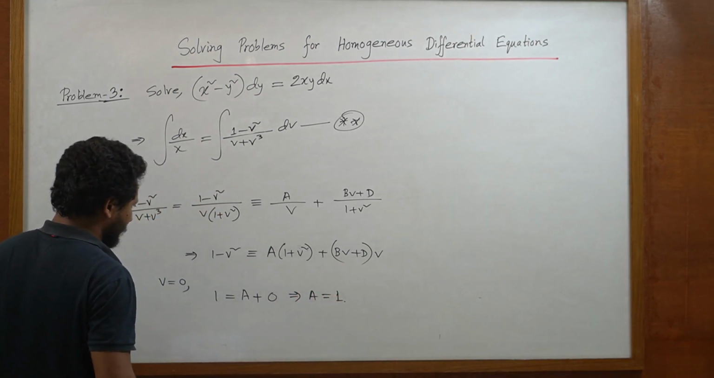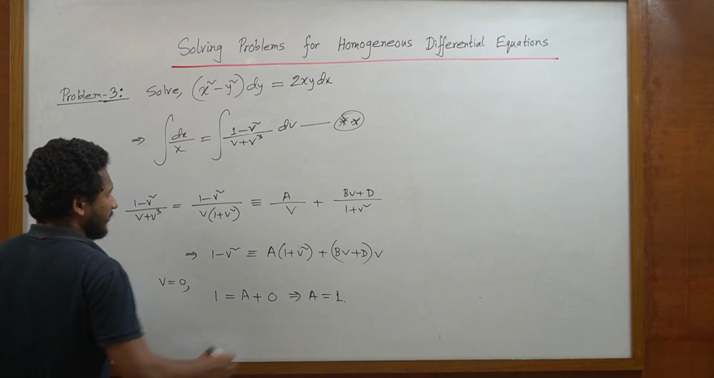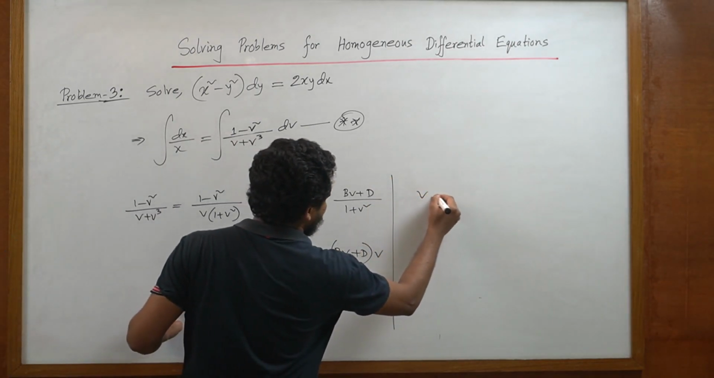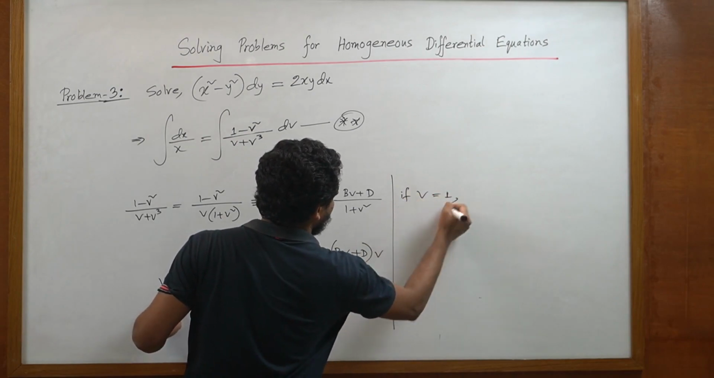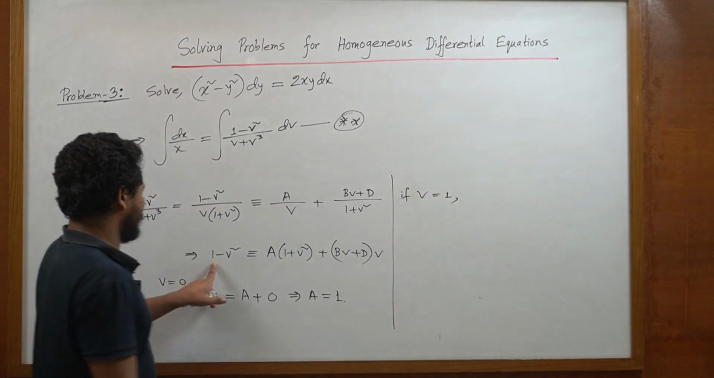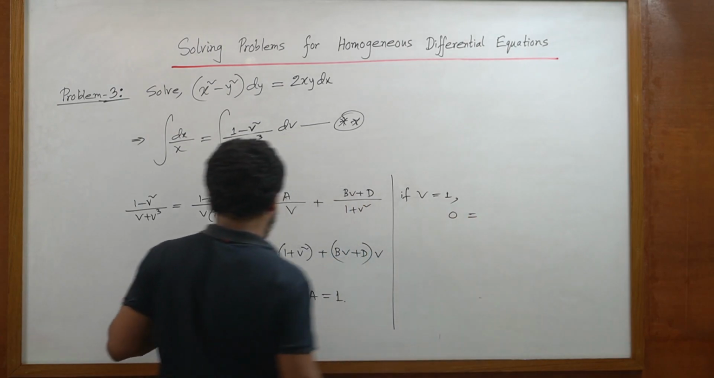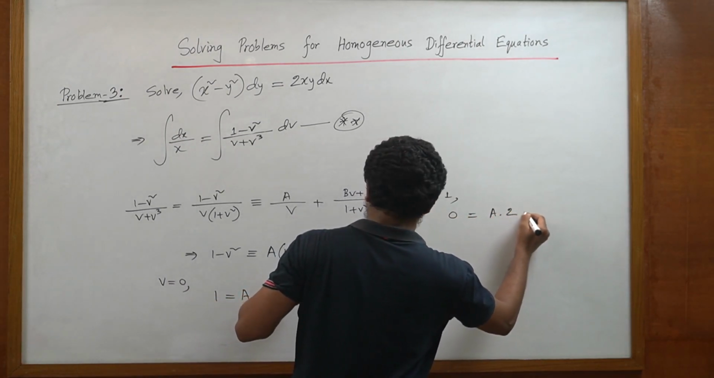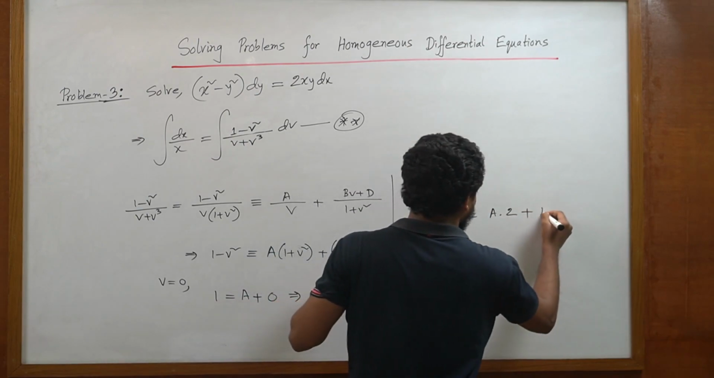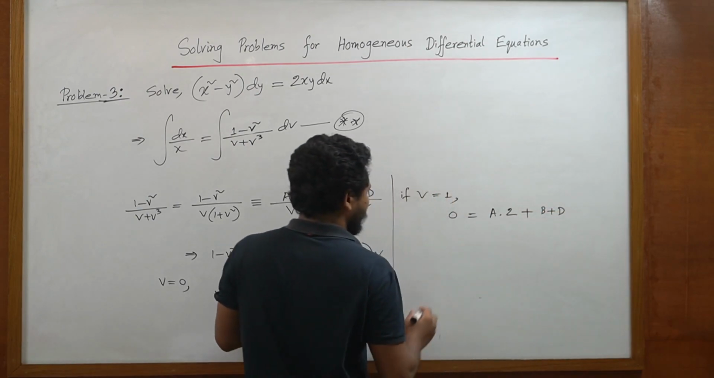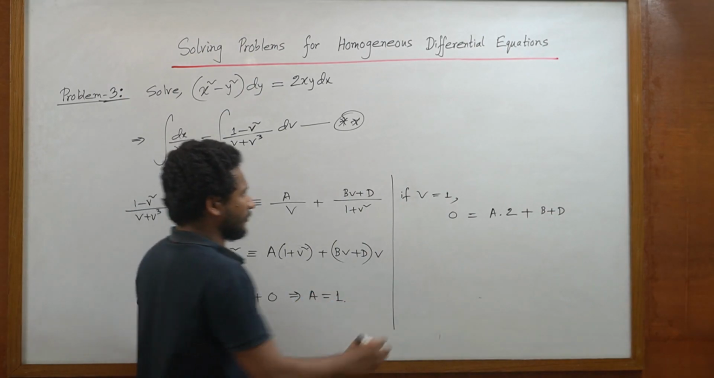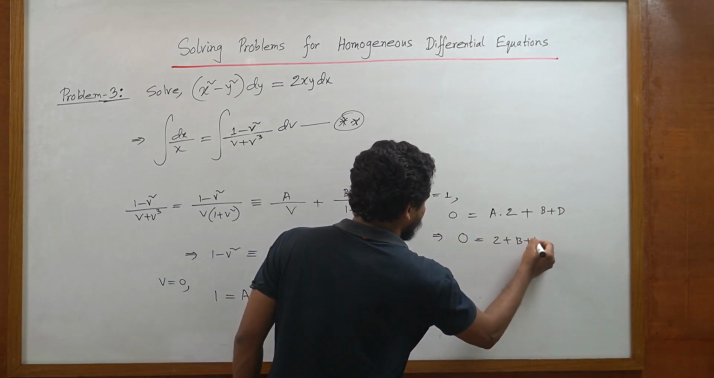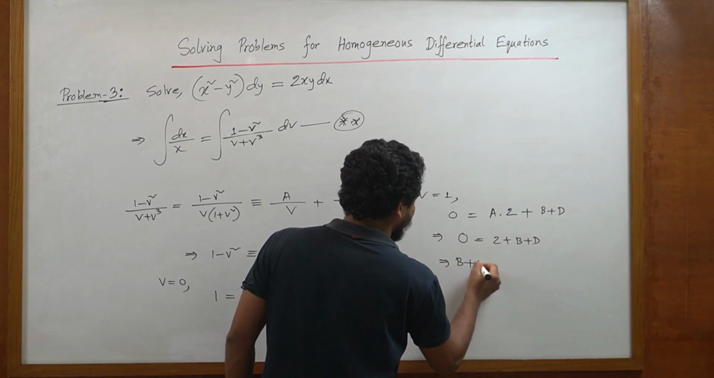Now we take v as 1. If v equals 1, then 0 equals a into 2 plus b plus d. Here a is 1, so we get 0 equals 2 plus b plus d, so b plus d equals minus 2.